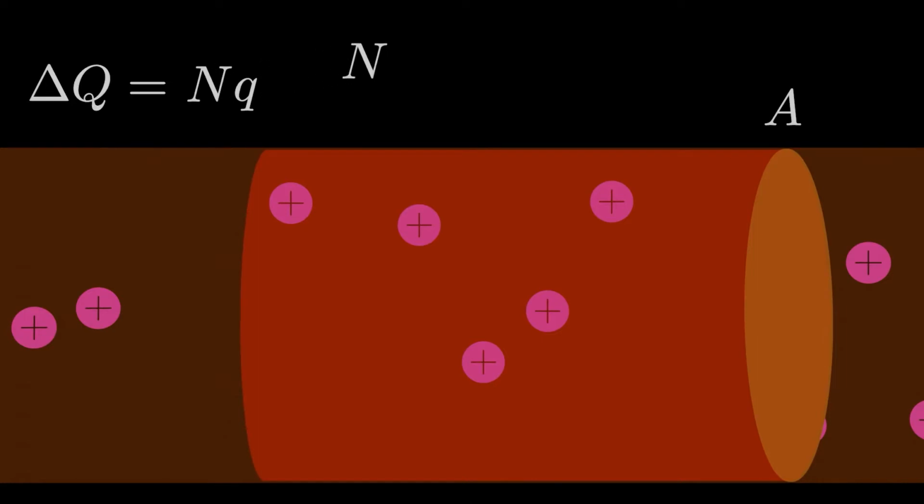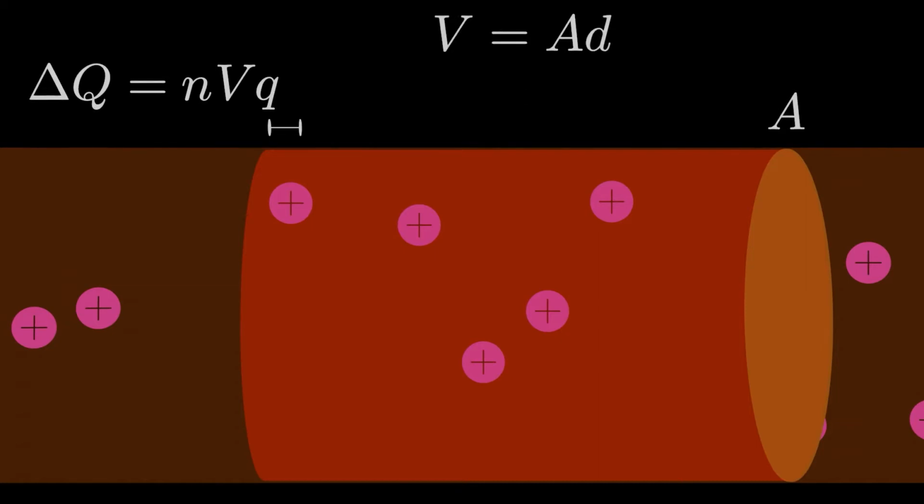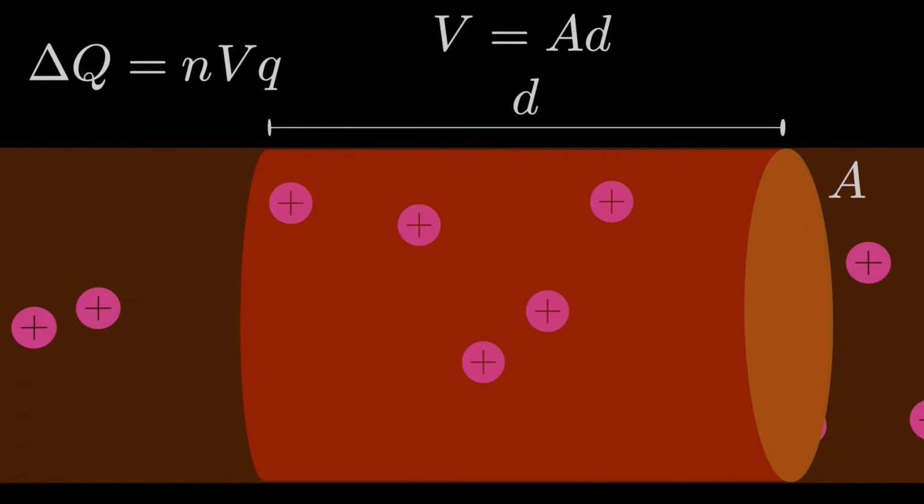For that, we can define lowercase n as the amount of charge carriers per unit volume. Then the total amount of charge carriers, capital N, is just the number of charge carriers per unit volume, lowercase n, times the volume itself, V. Because we have a cylindrical shape here, the volume of this region is just A times D, where D is the length of the region here.